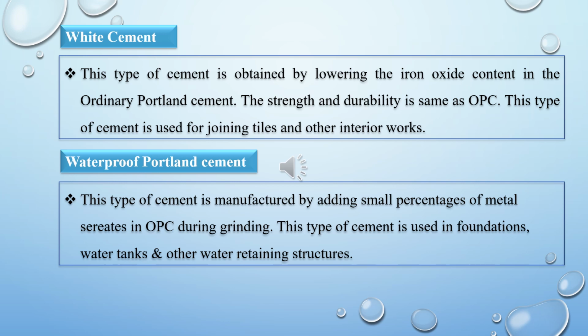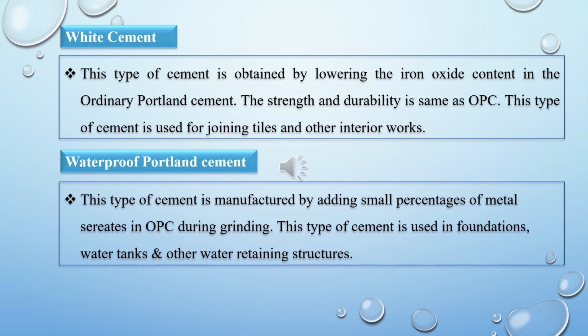And the last type of Portland cement is waterproof Portland cement. This type of cement is manufactured by adding a small percentage of metal stearates in OPC during the grinding. This type of cement is used in foundations, water tanks and other water retaining structures.